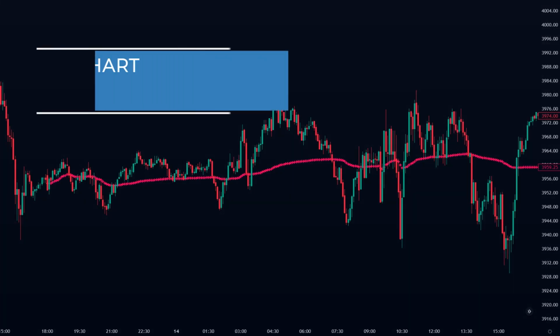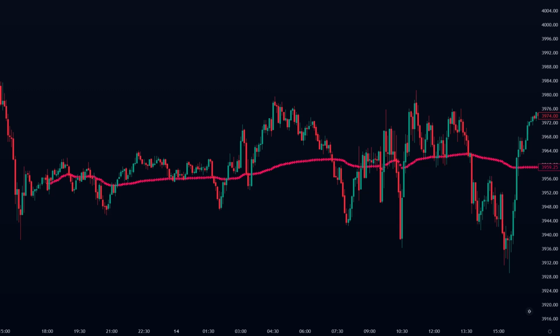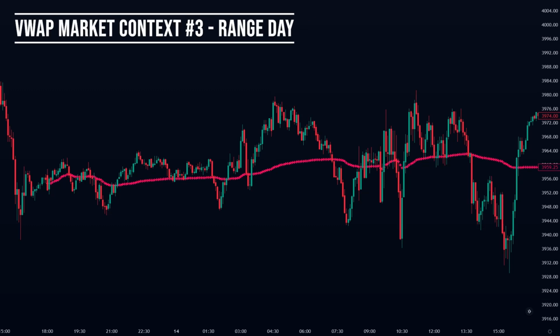Here we have the 5-minute chart of the S&P 500 E-mini futures contract on September 14th, 2022. And we notice that the price isn't staying above or below the VWAP for the majority of the time, so we'll consider it in context 3, range day. Using our trendline criteria, we can make note of a price level as the bottom of our range. Then when we note the 3rd touch of our trendline, we would expect it to bounce off of it and go back in the opposite direction.